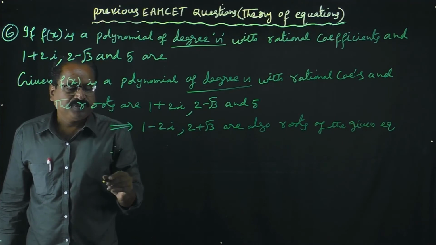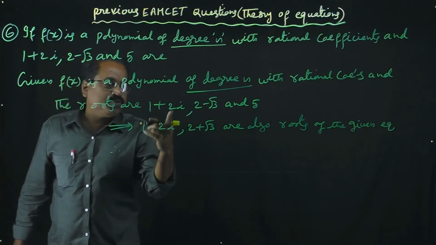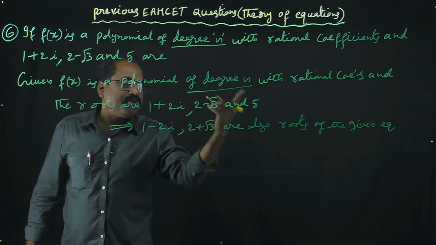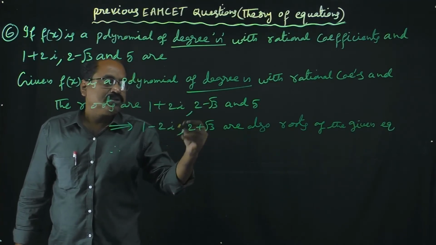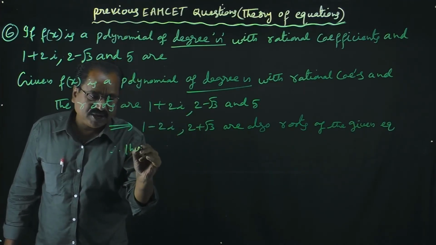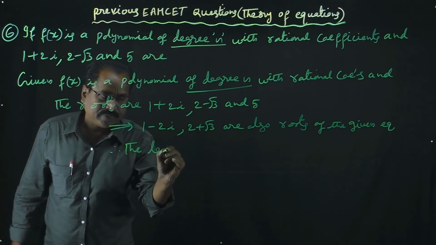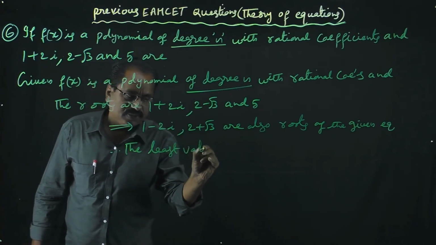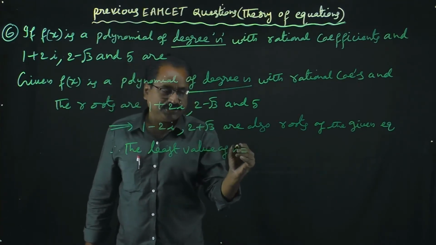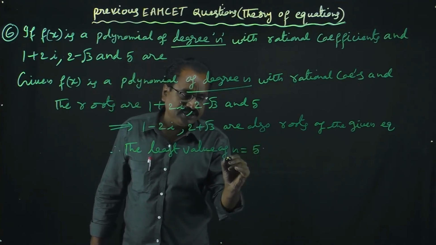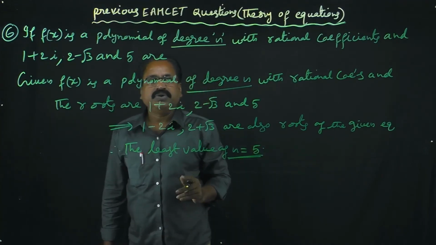Therefore the roots are 1 plus 2i, 2 minus root 3, 5, 1 minus 2i and 2 plus root 3. So there are 5 roots. The least value of n is 5.